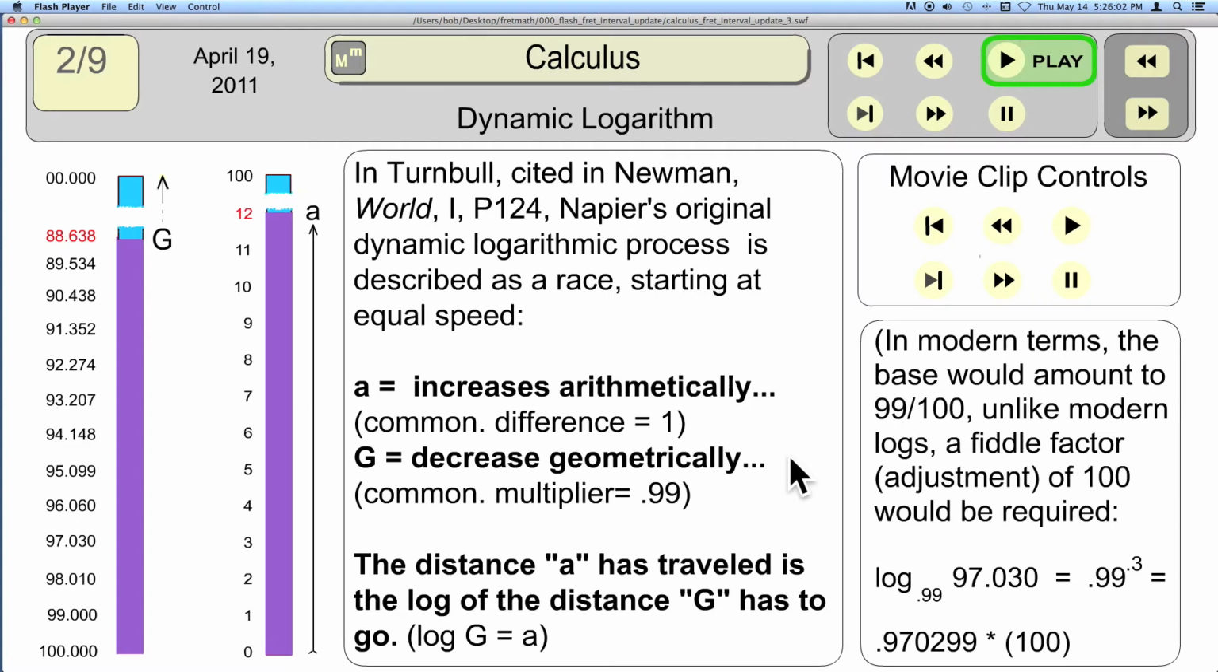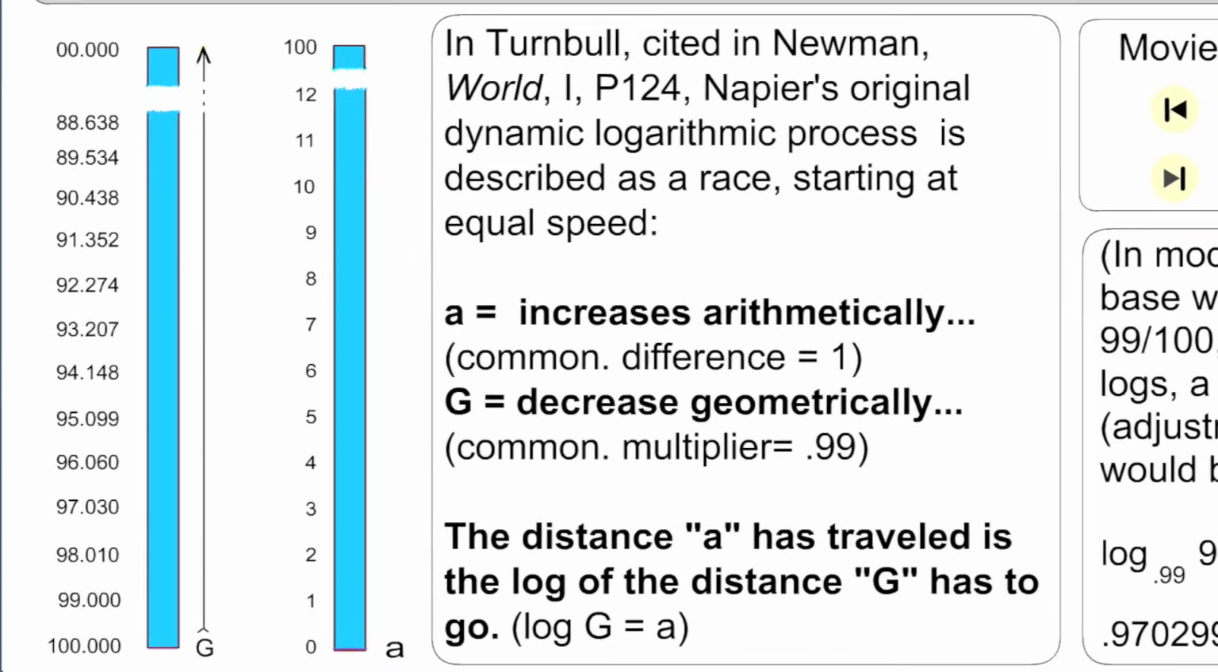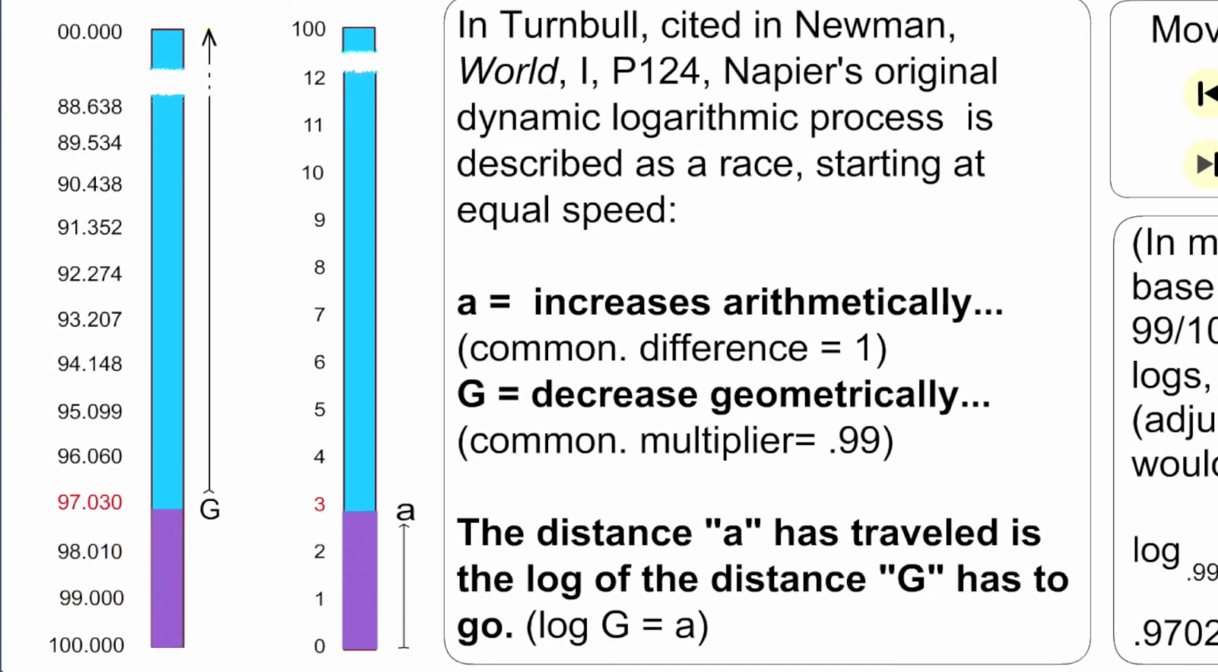This is an old animation. It's not really adapted for the current YouTube, so you may have to pause it and wait for the YouTube controls to get out of the way down at the bottom there. But it gives a good description of Napier's original logarithms. A increases arithmetically, G decreases geometrically, and the distance A has traveled is the log of the distance G has to go. Got to think about that, don't you? So here is a close-up so that you can think about it.